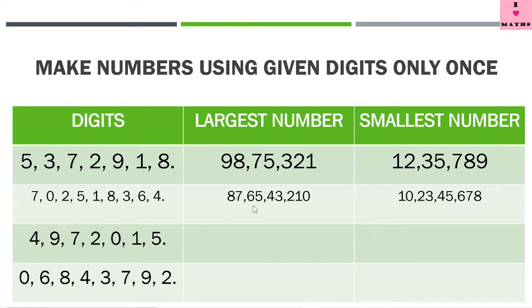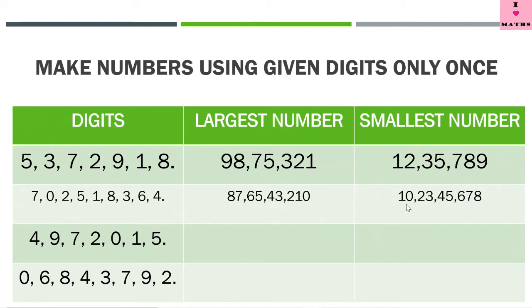87 crore 65 lakh 43,210. Now this 0 is very important because if you remove this 0, the number will become different. So it is included in the number. So we have got 87 crore. So the biggest digit 8 is at the biggest place, 10 crore.